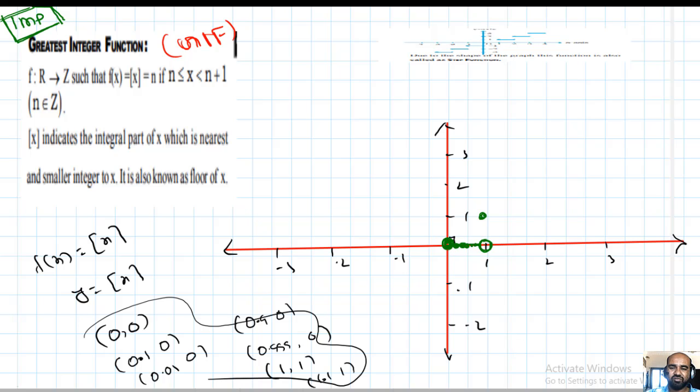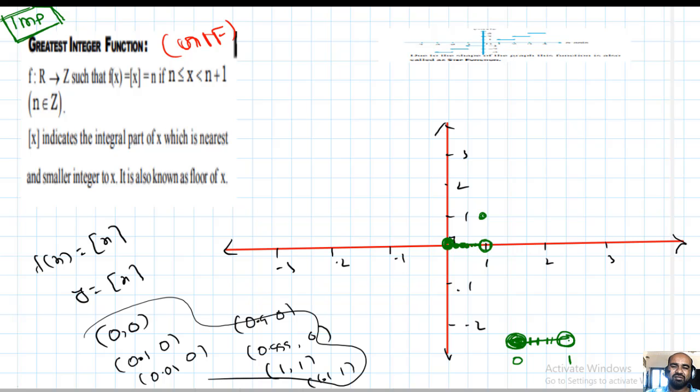Here, thick circle. So your graph will be like this: thick circle, and this side open. What I mean here is 0, here 1. What is the meaning of this? X is 0, y is 0. X is 0.something, y is 0 only. 0.99999 is also 0 only.